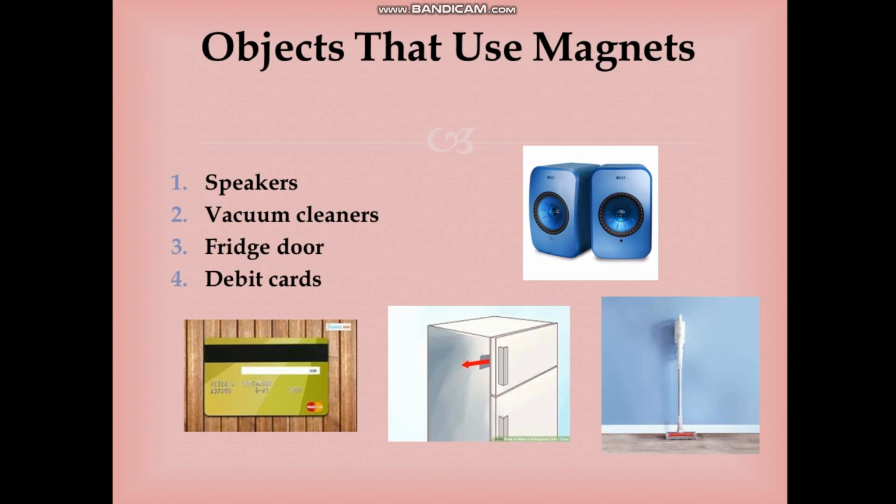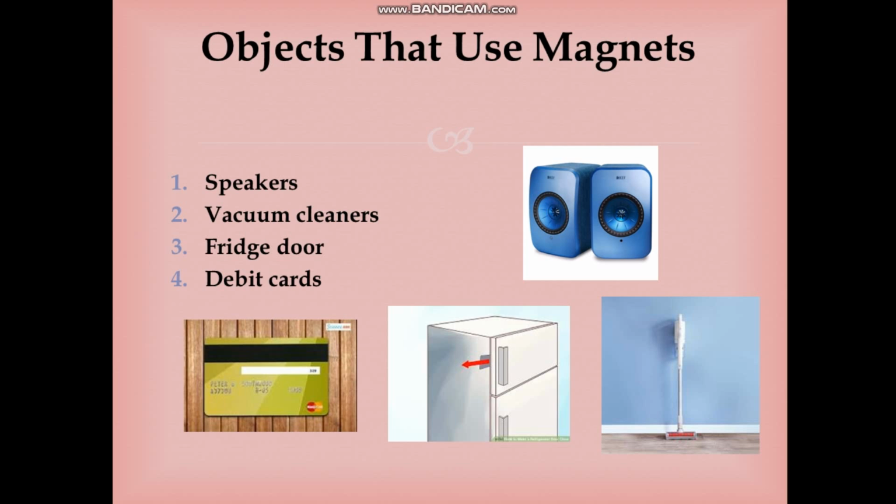Sometimes you don't realize that there are some objects around you that use a magnet. For example, the first one is the speaker. Every speaker in your laptop, in your television, in your radio, has an electrical current. The magnet changes the electrical current into vibration. These vibrations are the sound that we hear.